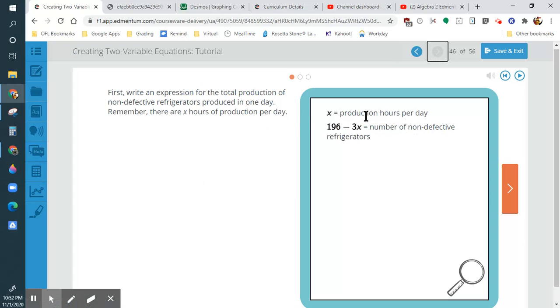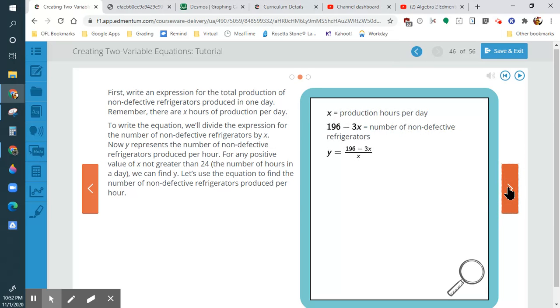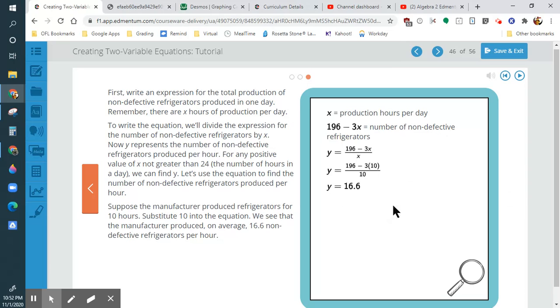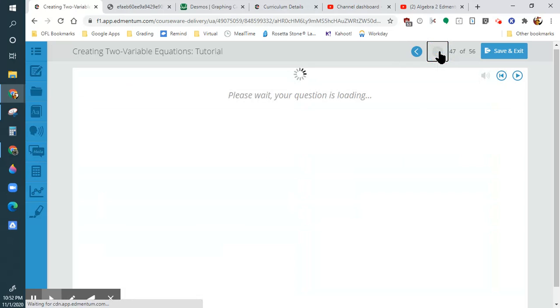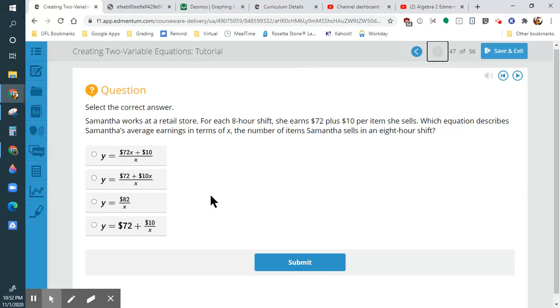So let's take a look at this. Production per day. So this is the hours. We're going to subtract 3x non-defective refrigerators, and then we're finding the average. So this is the rationale behind this. Production hours per day. So this is how many fridges we have and how many defectives we have every hour. And then this is the average. So we're dividing it. So averages do cause this rational expression.